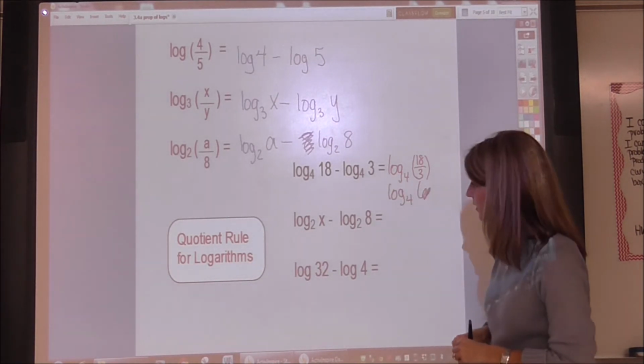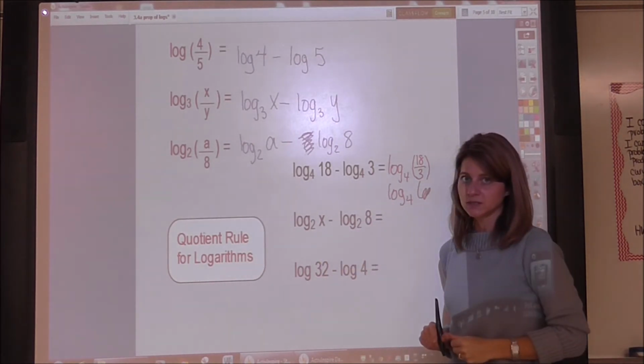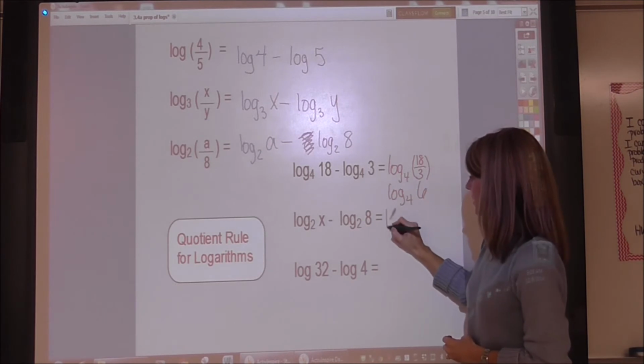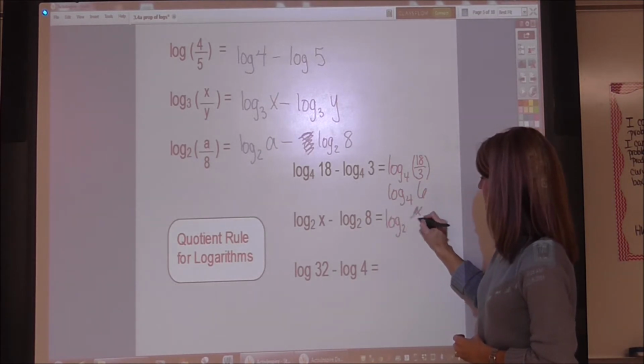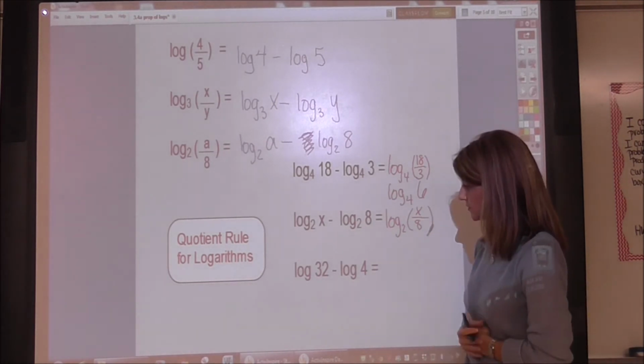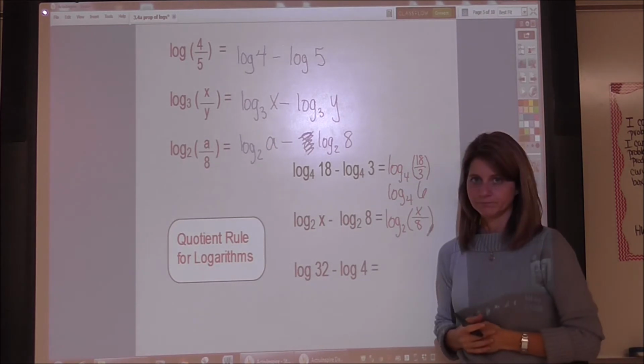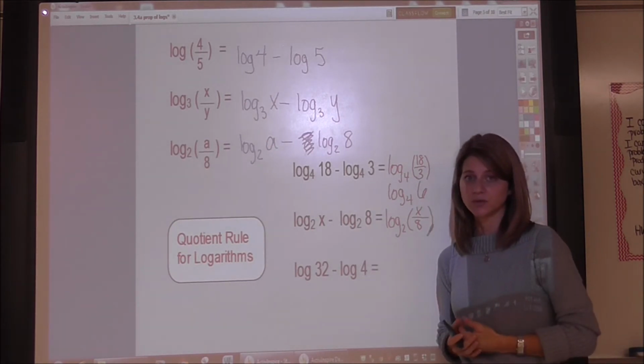Done. Okay. Log base 2 of x minus log base 2 of 8 is log base 2 of x over 8. Done. All right, let's look at the very last one. Log of 32 minus log of 4. Base is missing, so you know it's base 10.